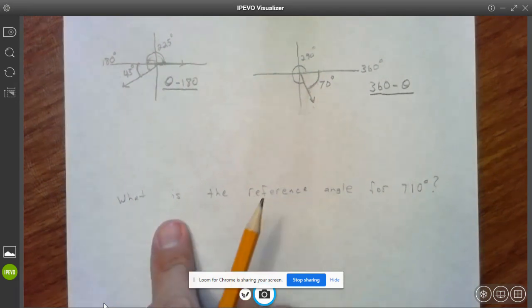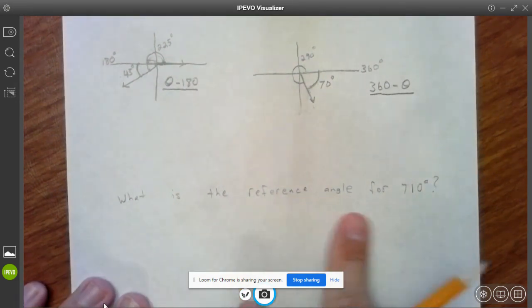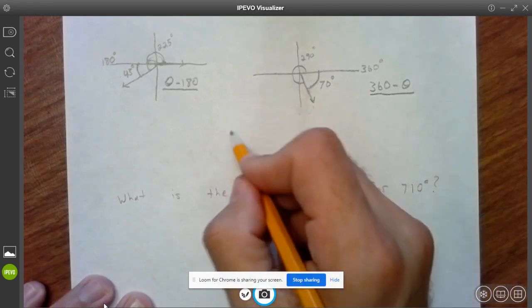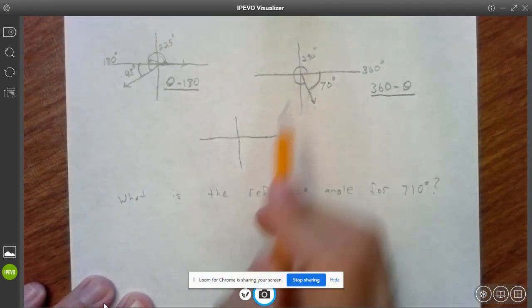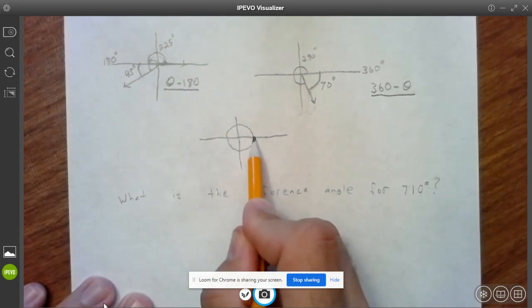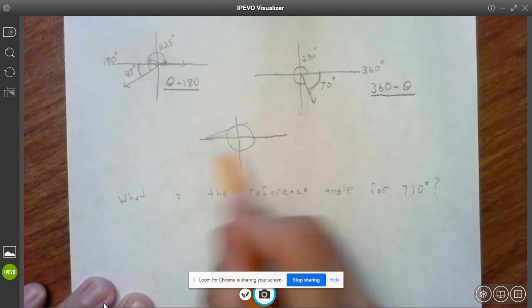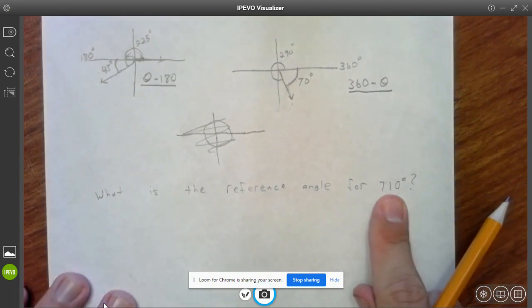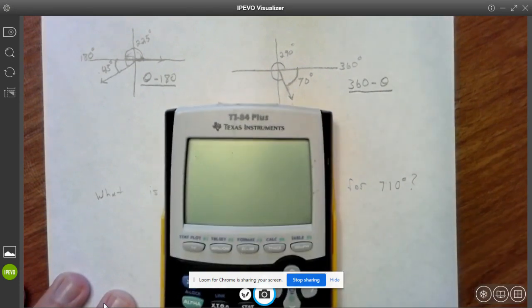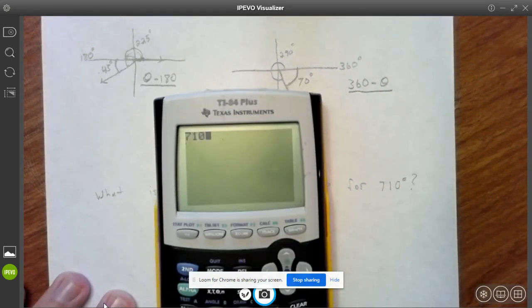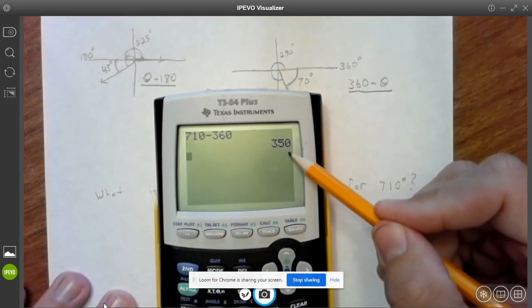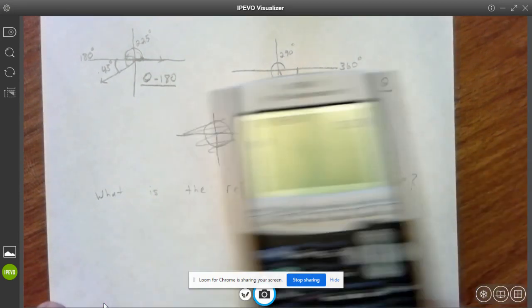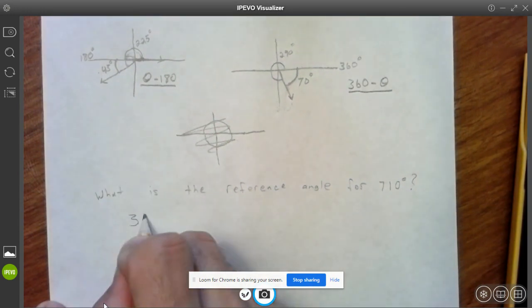In this question, they're asking for the reference angle of 710 degrees. Now you could try to draw a 710 degree angle. It's 360 plus however much else. But the easier way is to find the coterminal angle for 710. Between 0 and 360, you just subtract 360, so it's 350. That's what we're actually dealing with.